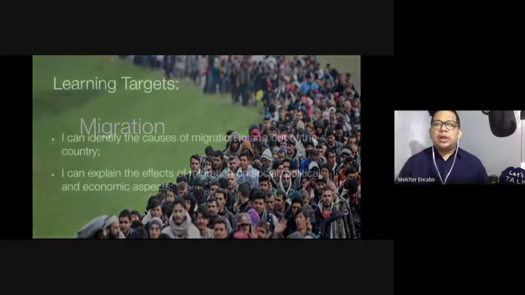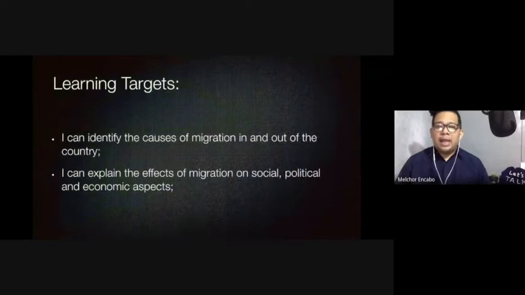But before we begin with this, let me just share with you the things that you need to accomplish at the end of this lesson. Here are the learning targets. Number one, I can identify the causes of migration in and out of the country. And number two, I can explain the effects of migration on social, political, and economic aspects.